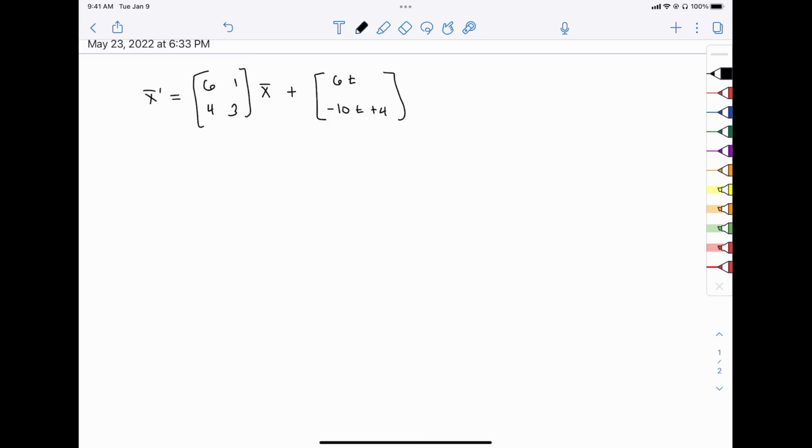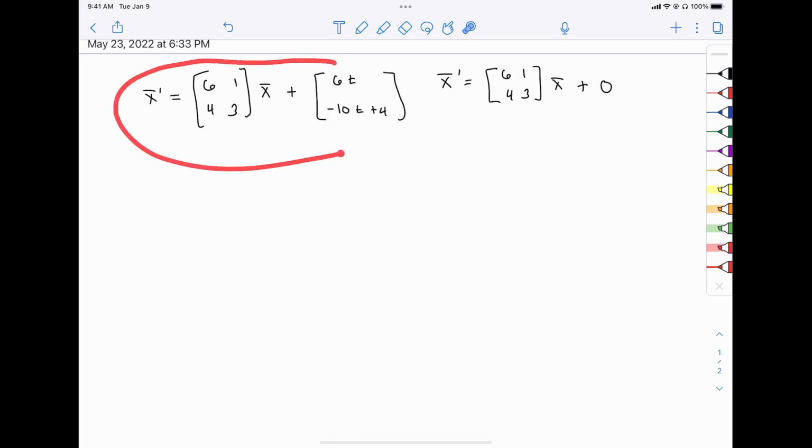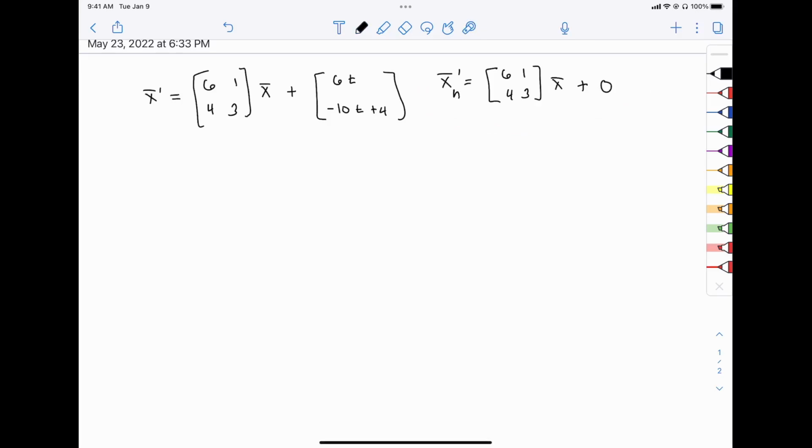So we could technically find a solution just equal to this: 6, 1, 4, 3 multiplied by our vector x, right? And if we have plus 0 here, that means that's a homogeneous set, where this here would actually be a non-homogeneous set. And in fact, we will be using this here. This is basically how we find our homogeneous term.